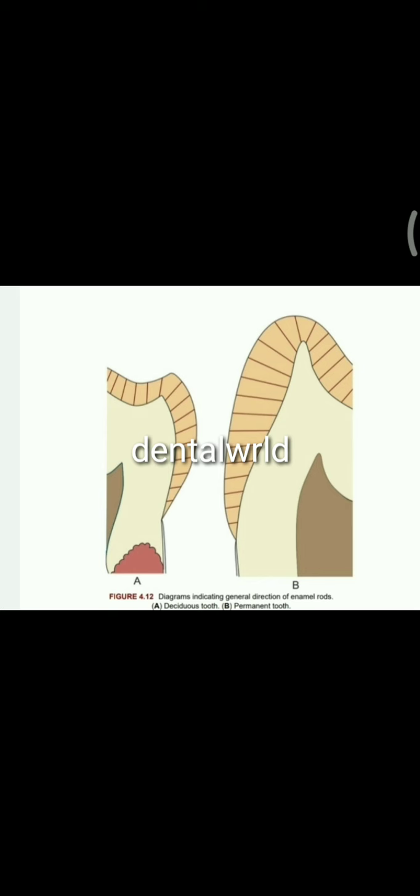In a permanent tooth, rod arrangement is similar in the occlusal two-thirds, while in the cervical region they deviate from the horizontal in an apical direction.